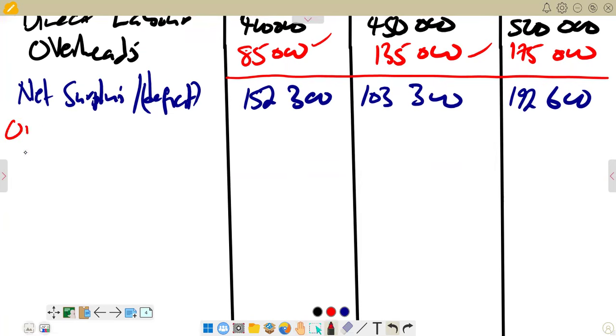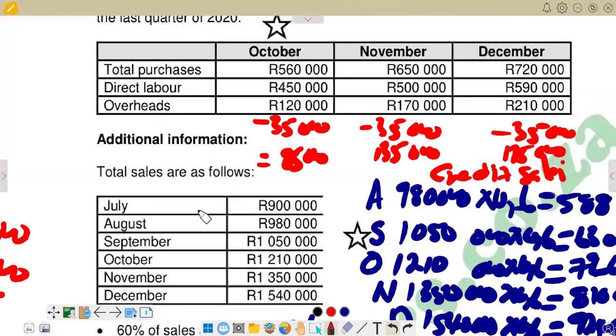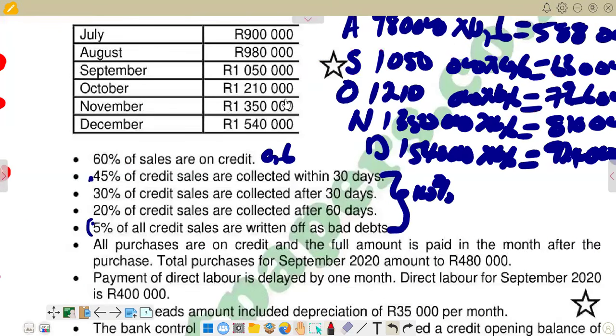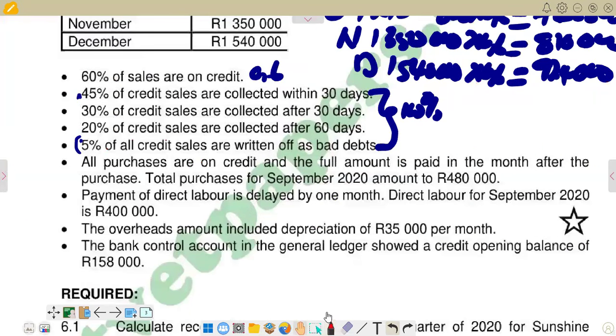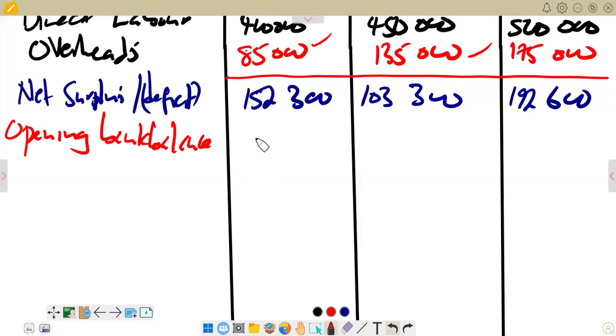So here we are saying opening bank balance. On the opening bank balance, remember in the question we are given the opening one that we are going to start with. Try to see down the question. We are given the opening balance is 158,000. So this is the one that we are going to start with. This 158,000, we are going to put it there.